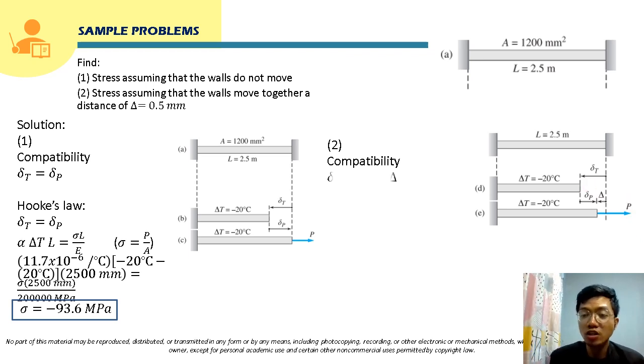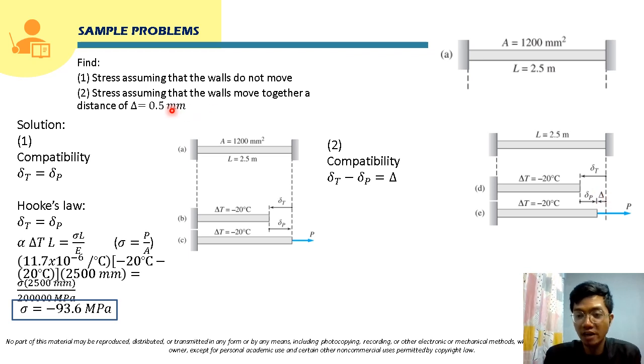Establishing an equation here, class, this will be delta T minus delta P, which will be equal to this displacement, which is 0.5 millimeter. Again, class, this is the total deformation due to the thermal expansion or contraction, the thermal deformation, and the deformation due to this reaction force P. Here, class, we are going to apply Hooke's law, so we are going to solve for the stress. We are going to express these deformations in terms of stress.